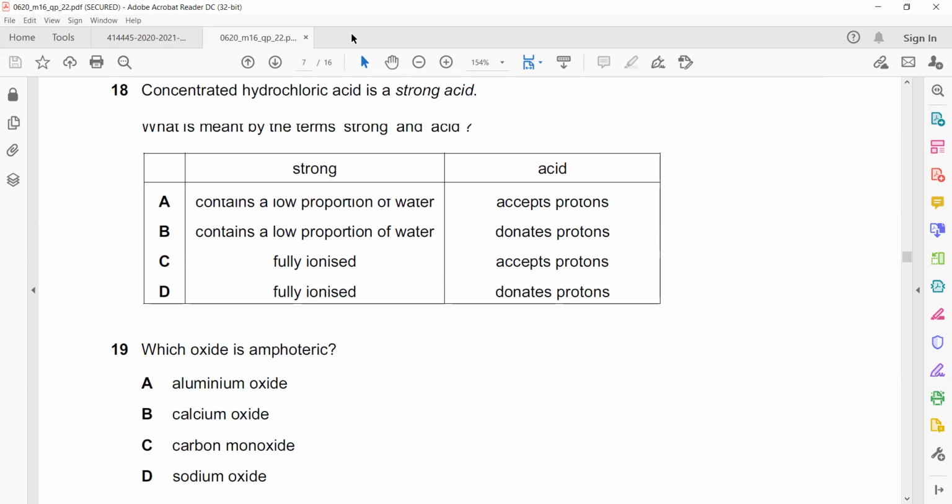Question 18. Concentrated hydrochloric acid is a strong acid. What is meant by the term strong acid? There is a term strong and then acid. So strong means fully ionized, and acids are proton donors. It donates protons. That's why D is the answer. Acids are proton donors and bases are proton acceptors. That is the definition of acid. And strong means fully ionized.